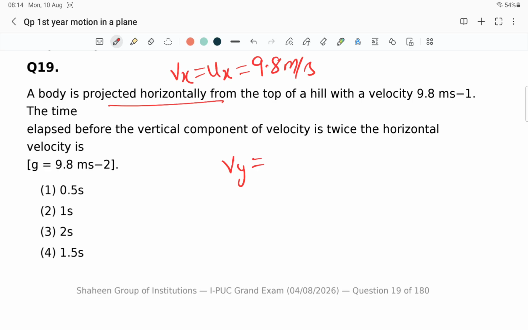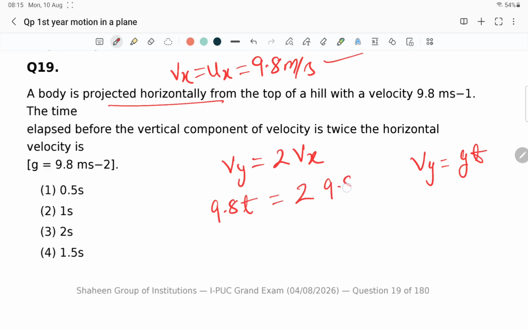So time elapsed before the vertical component of velocity is twice the horizontal velocity. So Vy is equal to 2 times Vx. That is what he has given. So we know Vx he has already given 9.8 that we have written. Vy formula is gt, because uy is 0, v equals u plus at, u goes away, so you get only gt. So you can write gt, 9.8 times t, is equal to 2 times vx, 9.8 already written. So you cancel, you get t is equal to 2 seconds.